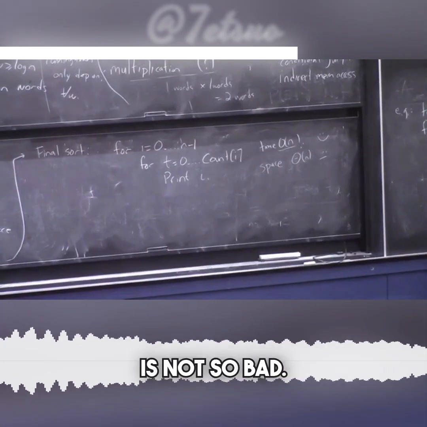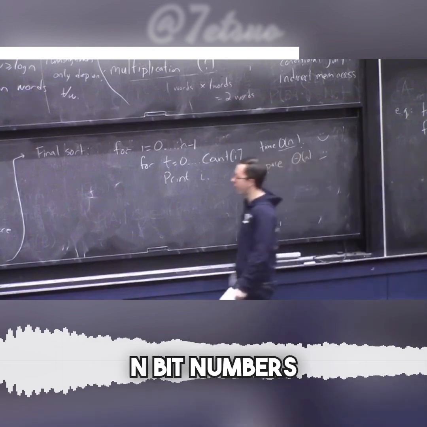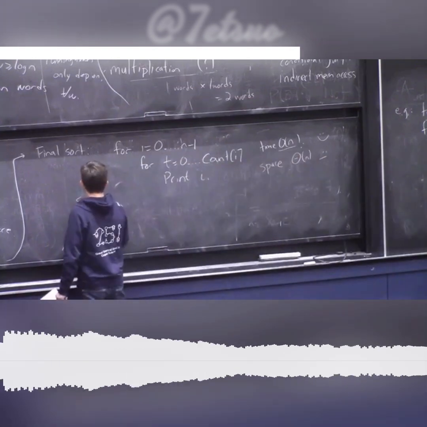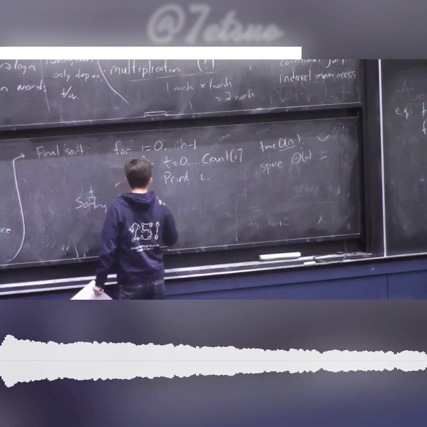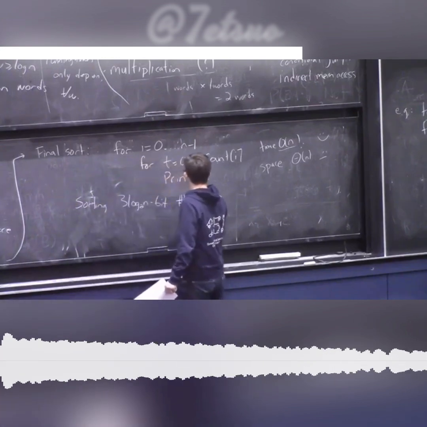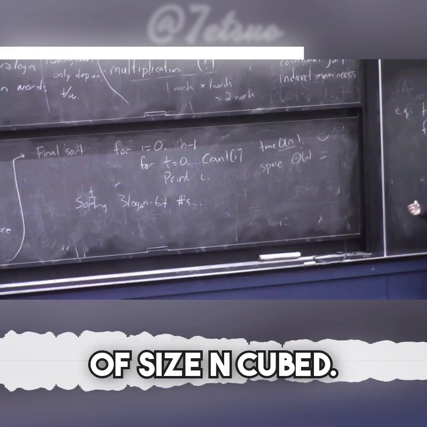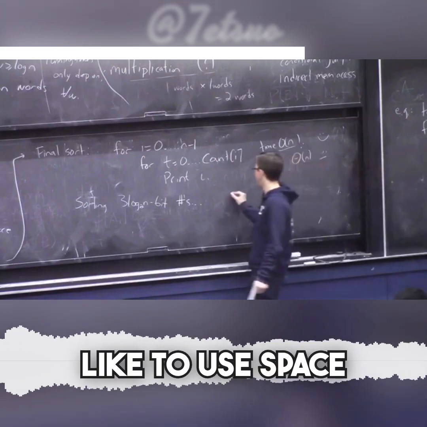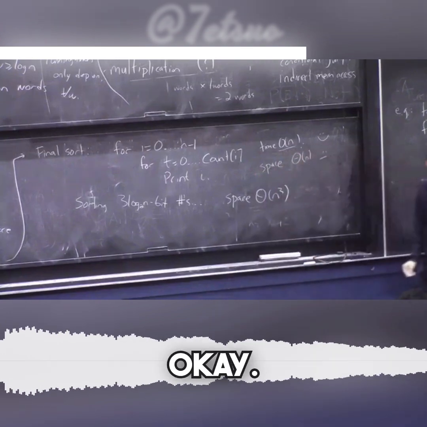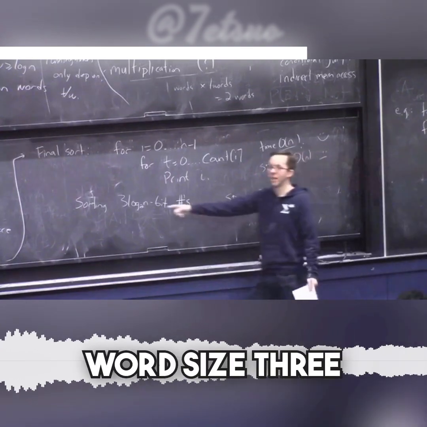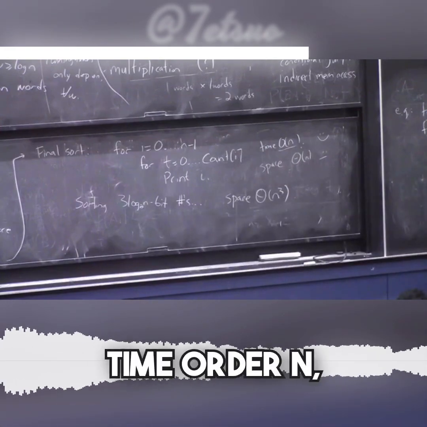And maybe you're like, OK, space order n is not so bad. My input array is also of size n. But imagine you're sorting 3 log n bit numbers in the same fashion. Well, these numbers range between 0 and n cubed. So if you do the counting sort, you would need to allocate an array of size n cubed. And that's pretty gross, to use space n cubed to sort some numbers. And this could easily be your word size, 3 log n.